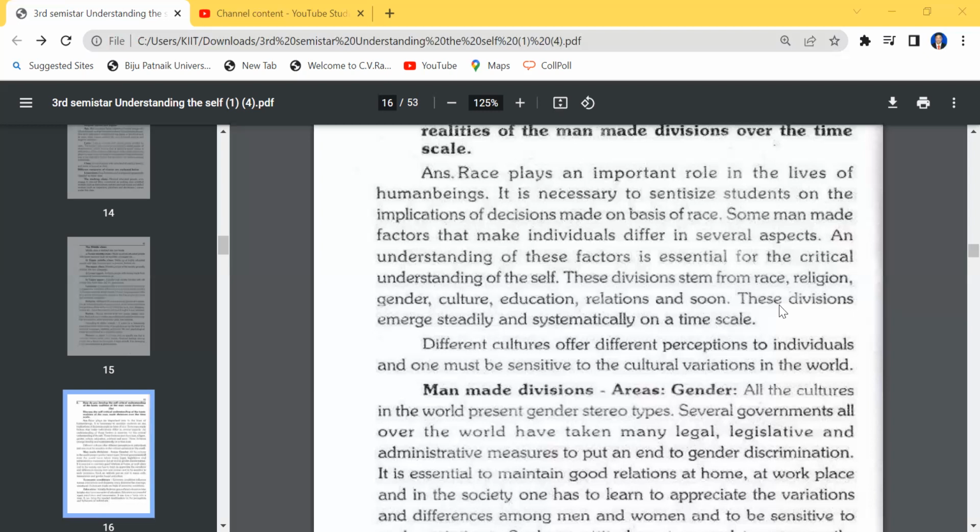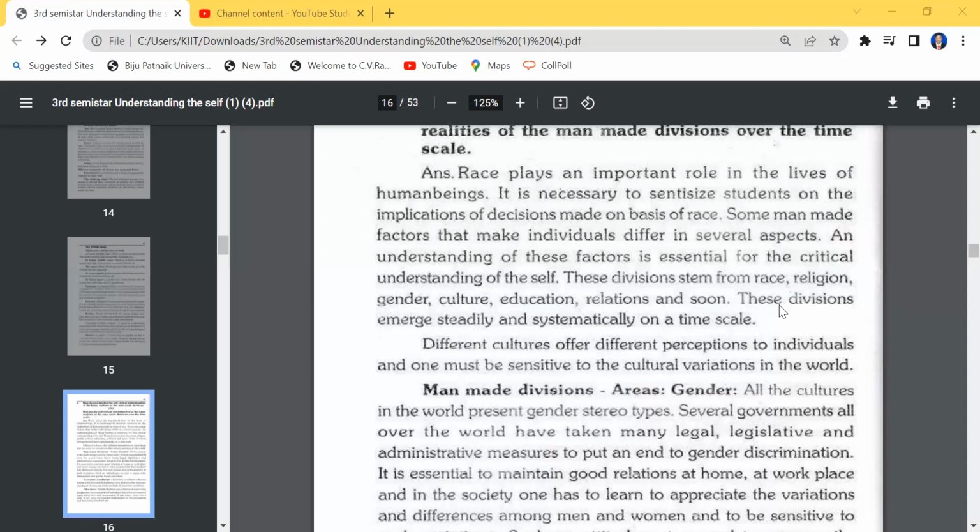These divisions stem from race, religion, gender, culture, education, relations, and so on. These divisions emerge steadily and systematically on a time scale. Different cultures offer different perceptions to individuals, and one must be sensitive to cultural variations in the world.